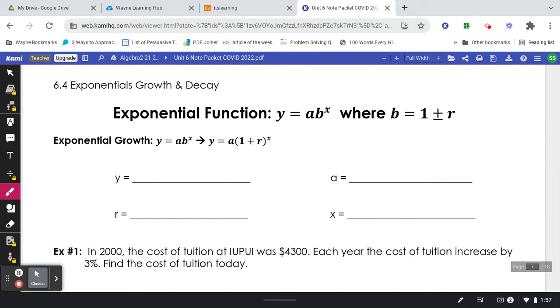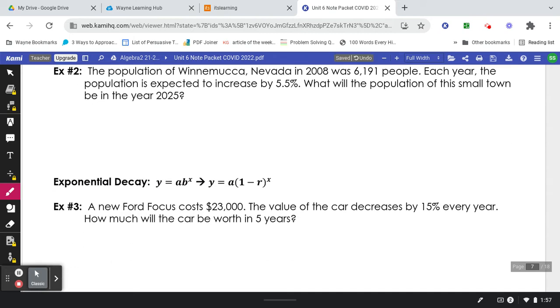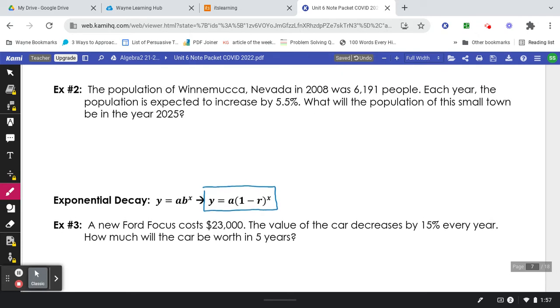These are the 6.4 notes for Algebra 2. We're talking today about exponential growth and decay. So growth means something is getting larger. Therefore, if you look at this formula, it has a plus sign in the middle. Compared to the decay, which means something is getting smaller, notice you have a minus sign in the middle. Other than that, the equations are exactly the same.